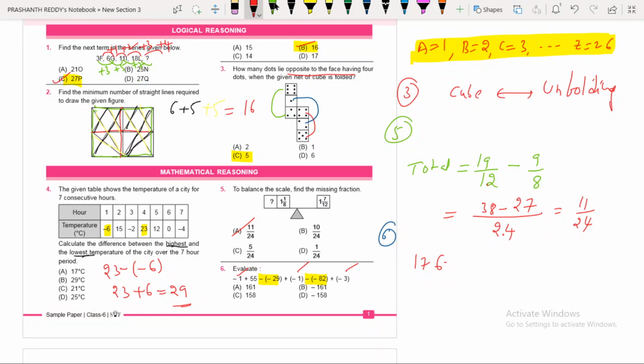Just observe here. Am I making any mistake, children? 55 plus 29, you are getting 84. 84 plus 82, this is only 166. You are getting only 166. 166 minus 5, therefore what you are getting? 161. Therefore plus 161 is the answer for this question. It's not minus 161. 161 is the answer for question number 6.